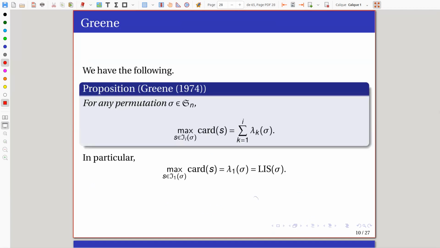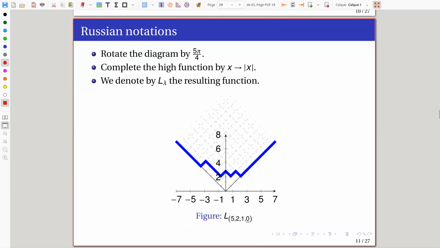So we have almost finished the introduction of the object. Now we'll see our Young diagram after some rotation. This is exactly our Young diagram, and we just rotated it. So this was lambda 1, this is lambda 2, this is lambda 3, and we'll see just the height function.